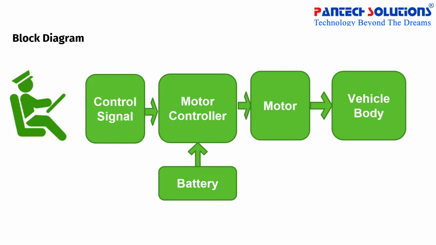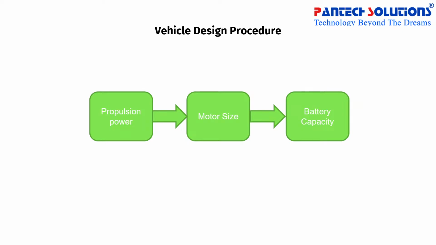Okay, so this is one simple block diagram of the electric vehicle system. After that, the vehicle designing procedure. If we need to design a vehicle, what are the things we need to capture? First is the propulsion power. After that, the motor size and battery capacity.